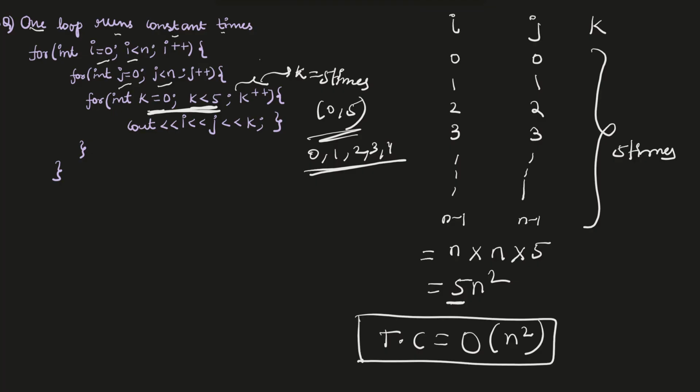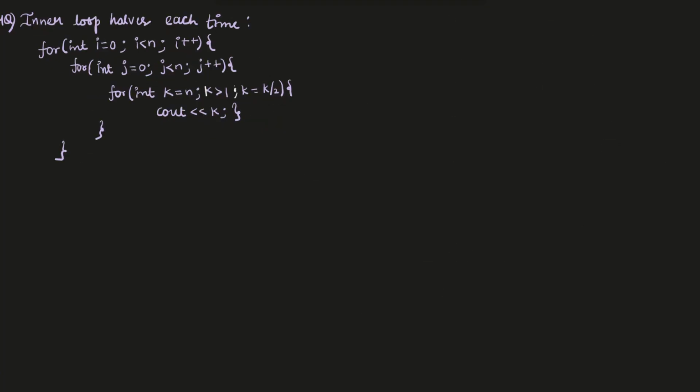Now let's go to the next question. In this question, the inner loop halves each time. Let's see what it means. Coming to i, it goes from 0 to n minus 1. j also goes from 0 to n minus 1. But the value of k gets halved each time. Let's see how we solve these types of problems.